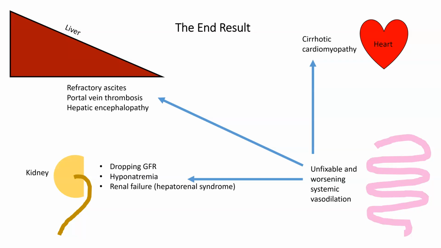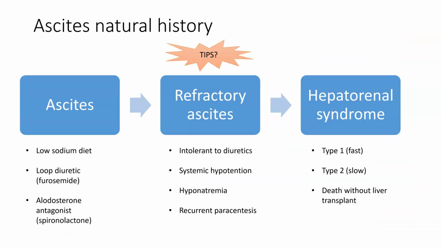In the liver, you'll see the ascites become refractory, and we'll talk about that on future slides. You'll see the development of portal vein thrombosis in some patients, and you'll develop hepatic encephalopathy as the shunting worsens. In the heart, you'll start to develop a condition called cirrhotic cardiomyopathy, and that's when that high output cardiac function starts to decline in this setting. There are multiple other organ systems that are affected by this phenomenon, but these are the dominant three that you will see. So what is the natural history of ascites?